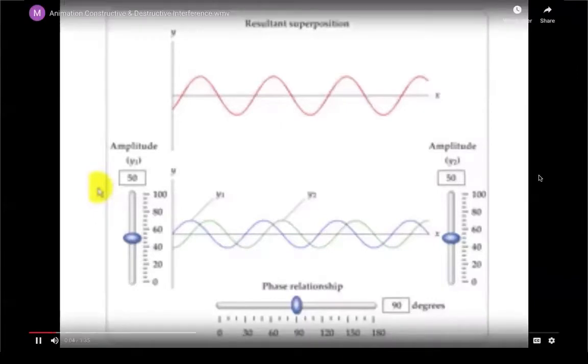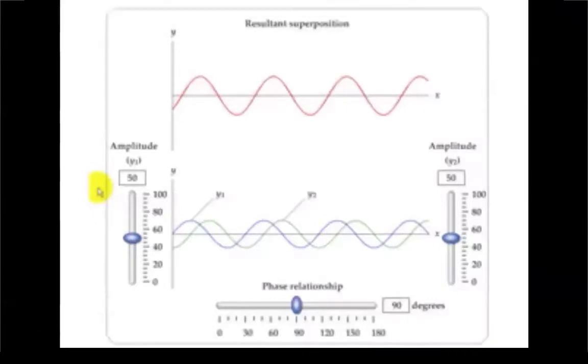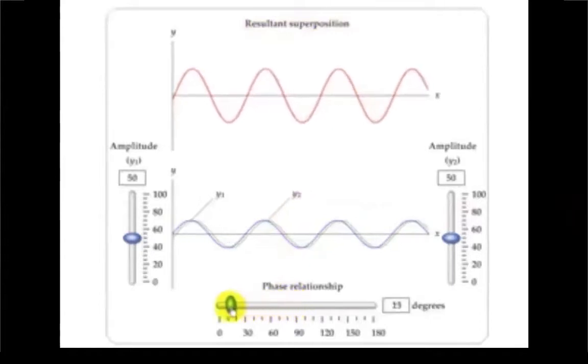See constructive and destructive interference. You'll notice at the bottom of the screen that we have two waves, wave one and wave two. Each of these waves has the same amplitude of 50 units. The picture above shows us what the two waves look like when they're added together. And so let's see what happens when we change the relationship between these waves. If I move the waves so that they are in phase, the amplitude of the resultant wave increases. So now the amplitude is very large.